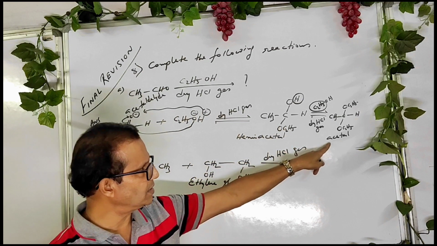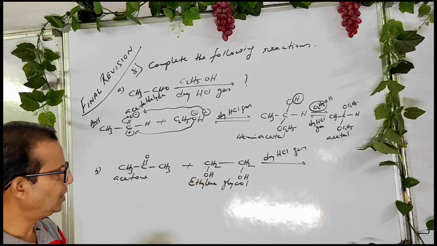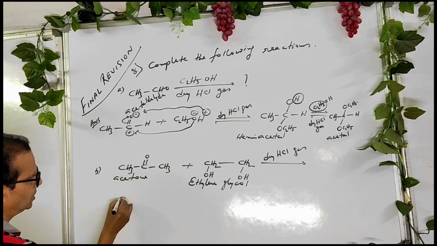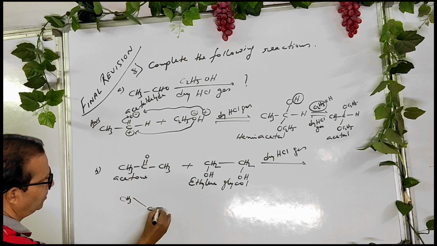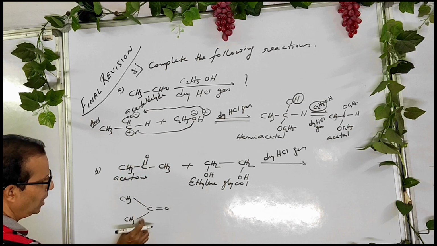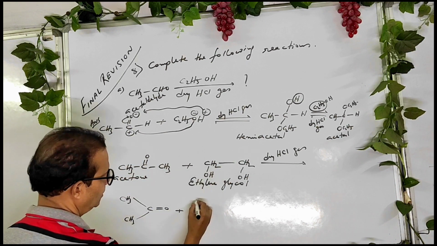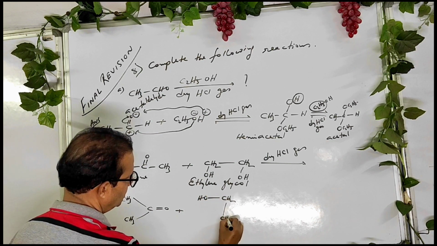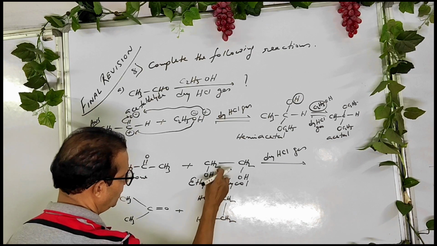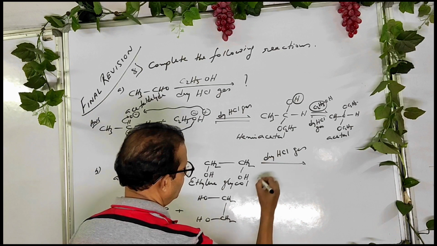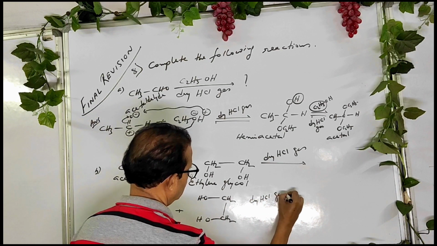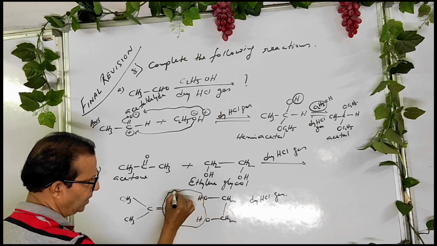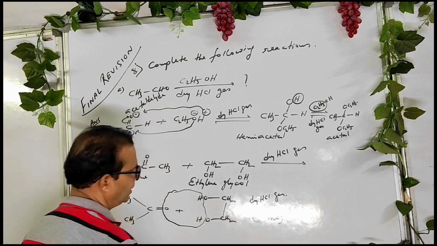Acetone does not form acetals, but it reacts with ethylene glycol to give, listen to how to write the answer, CH3C double bonded O CH3. Draw acetone this way, plus HO CH2 CH2OH. Write ethylene glycol this way, in the presence of dry HCl gas. And why do you write it? To show that water is eliminated.